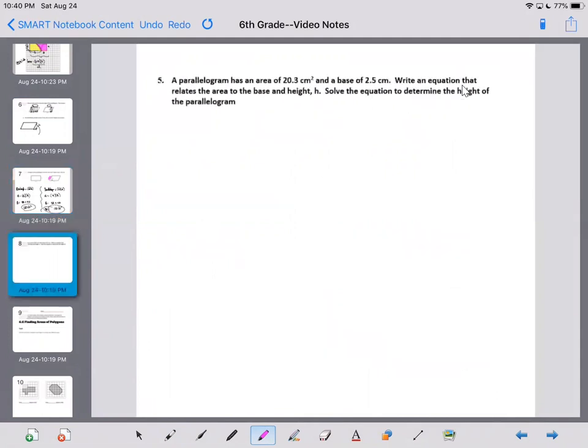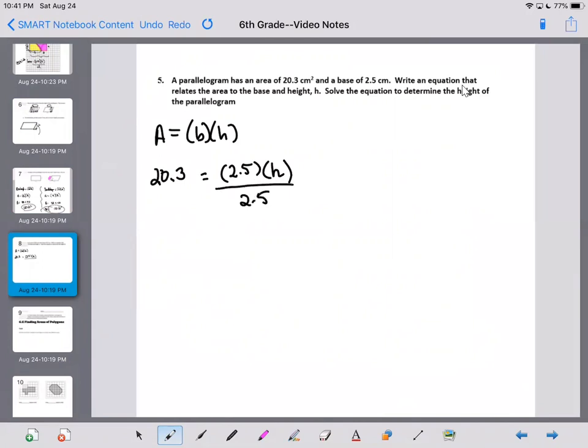All right, and then number 5, what if we said that a parallelogram had an area of 20 3/10 centimeters squared and had a base of 2.5, what would be the height? So with your equation here, you're trying to solve for the height, and you see that it's 2.5 times the height, then we can divide both sides by 2.5.